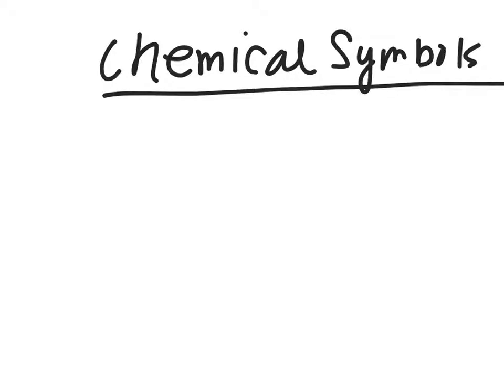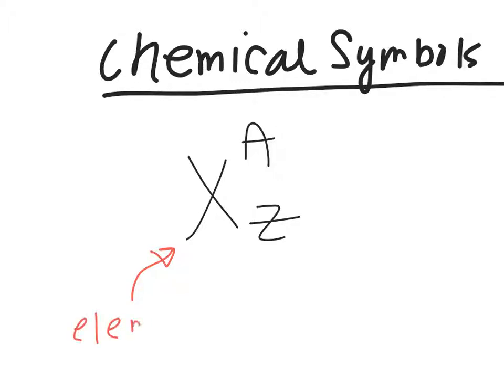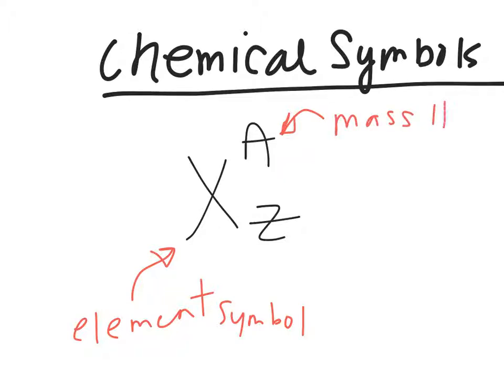Okay, this lecture video is going to be on chemical symbols. So in general, a chemical symbol looks something like this. So in this model, X represents the element symbol, and this is what we'll be finding on the periodic table when we start looking at it. A represents the mass number, and Z represents the atomic number.